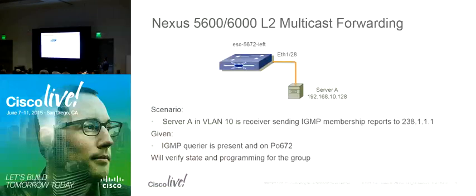Again, I'm going to use a case study to show how to check multicast forwarding, both data plane and control plane, and how to troubleshoot this problem. In my lab, I have a setup with a server sending membership reports. It's on Ethernet 1/28, and I have an IGMP querier on my port channel. We'll use this case study to check the programming.